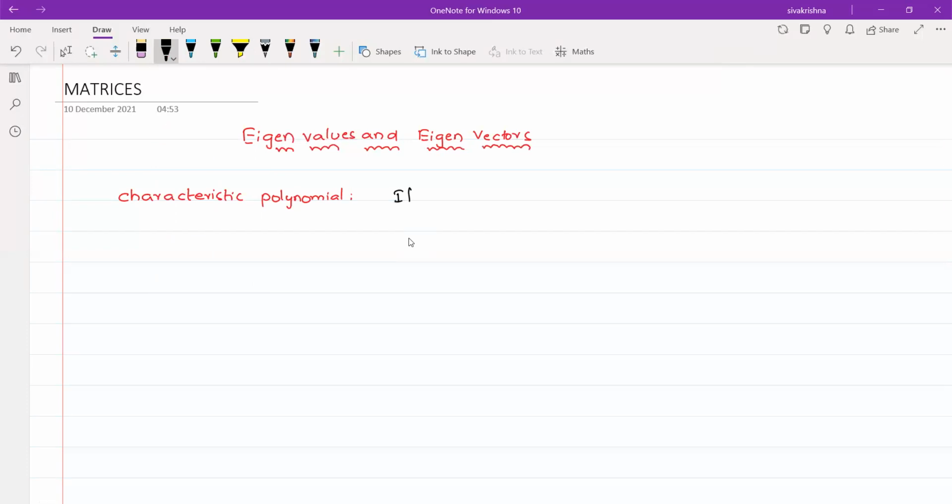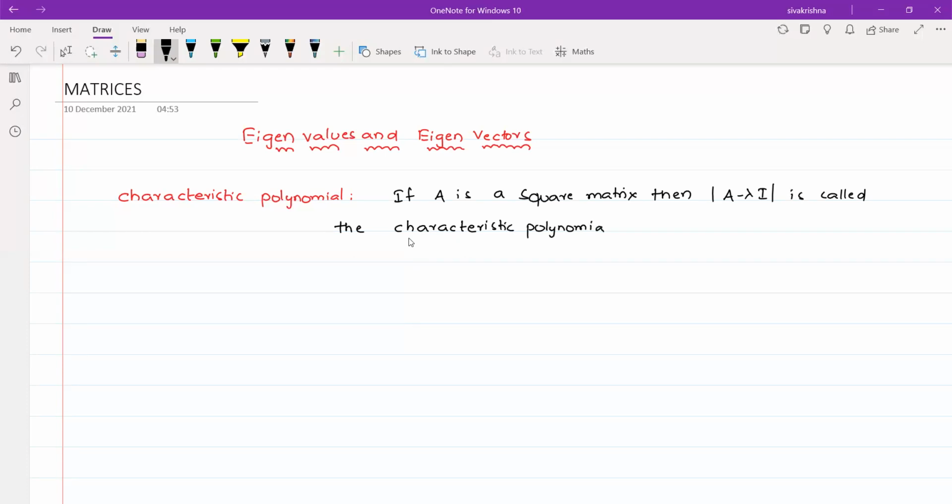If A is a square matrix, then the determinant of A minus lambda I is called the characteristic polynomial of capital A.